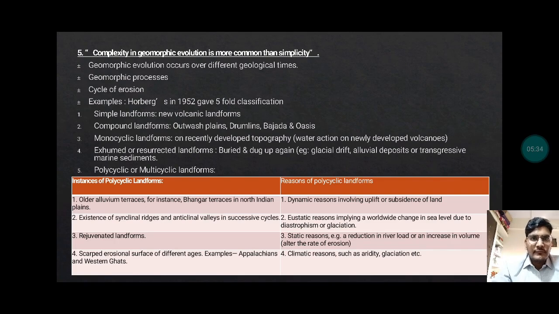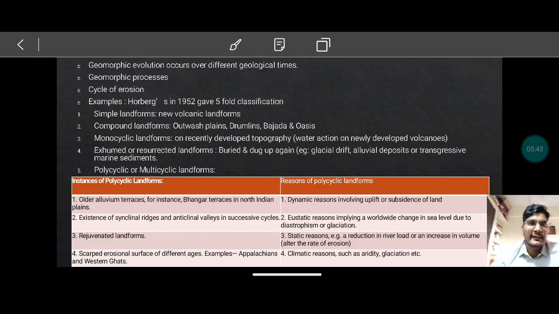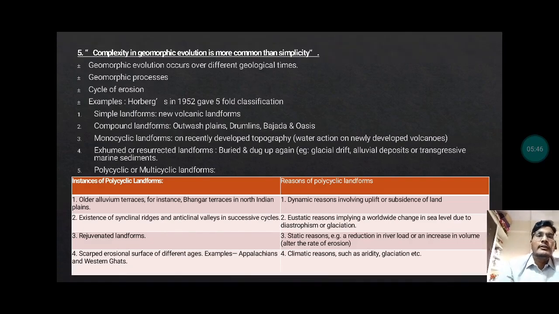So it is very clear that the landforms which were earlier buried and are now visible on the Earth's surface are known as exhumed or resurrected landforms. Now let's move to the next, which is polycyclic or multicyclic landforms. So these are the landforms which actually emerge through various kinds of cycles, through various ages, through various kinds of geological cycles. Okay. So what can be the reasons behind these kinds of polycyclic landforms?